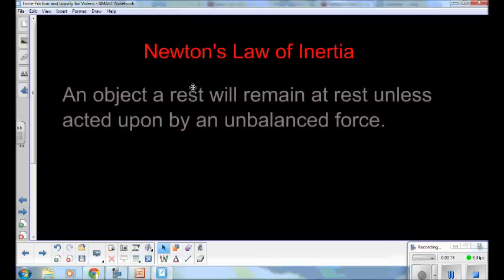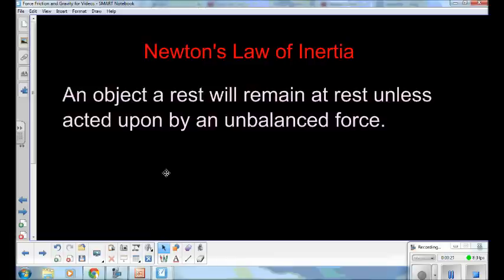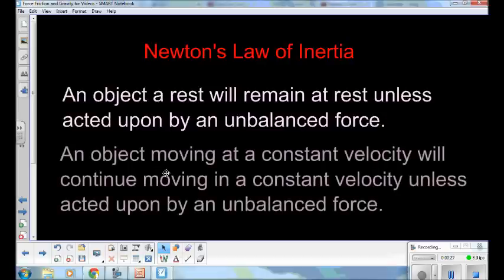This is the first law. And basically, it's made up of two parts. The first part states that an object at rest will remain at rest unless acted upon by an unbalanced force. The second part says that an object moving in a constant velocity will continue moving in a constant velocity unless acted upon by an unbalanced force.